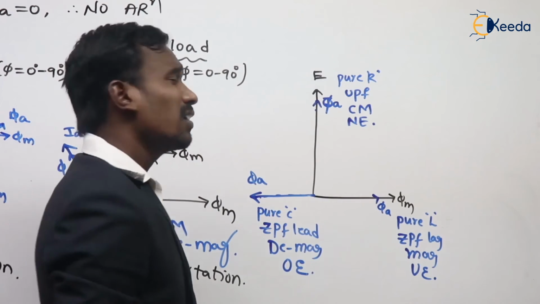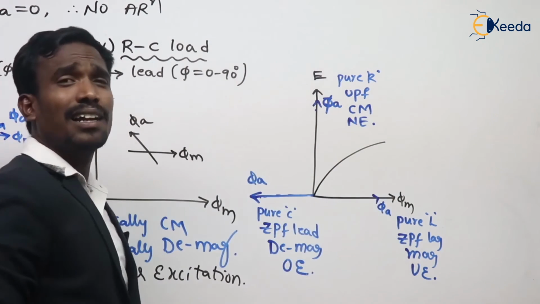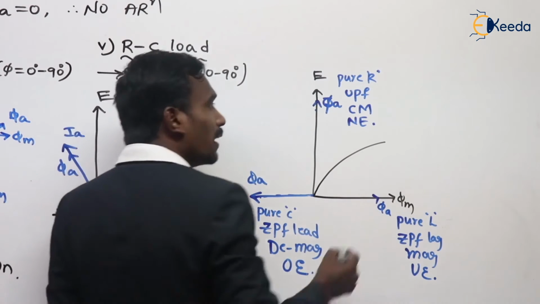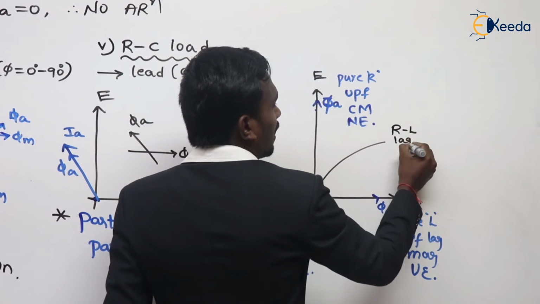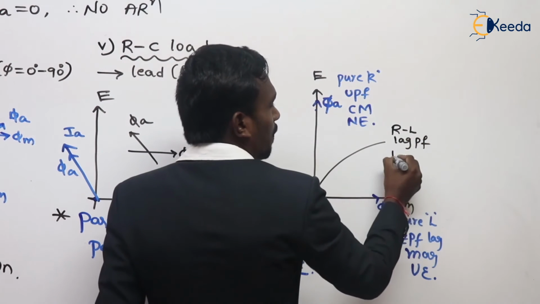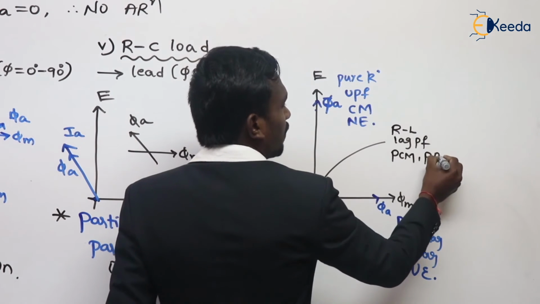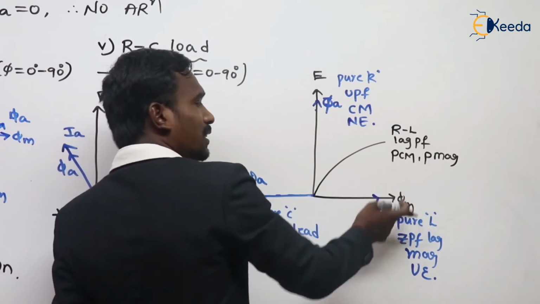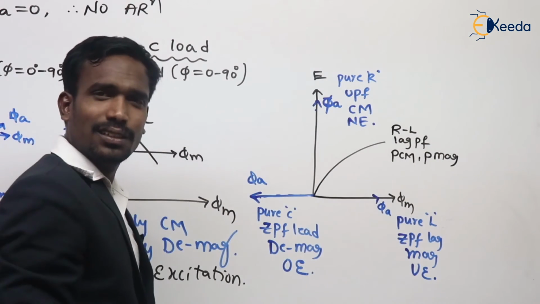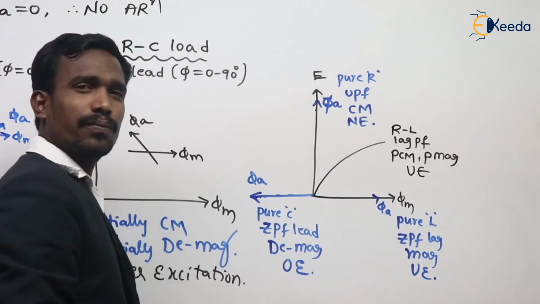If they give it like this, is this RL load or RC load? Very good, this is RL load, meaning lagging power factor. Partially cross magnetization, partially magnetization will take place. Cross magnetization, magnetization. So here also under excitation.